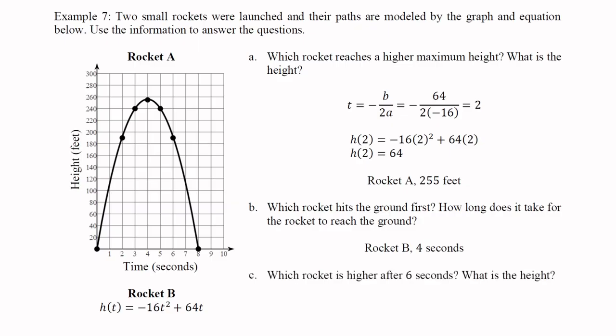Which rocket is higher after 6 seconds? And what is the height? Well, since rocket B is already back on the ground at 4 seconds, then we can already tell that rocket A is going to be higher at 190 feet. And we read that off of the graph.